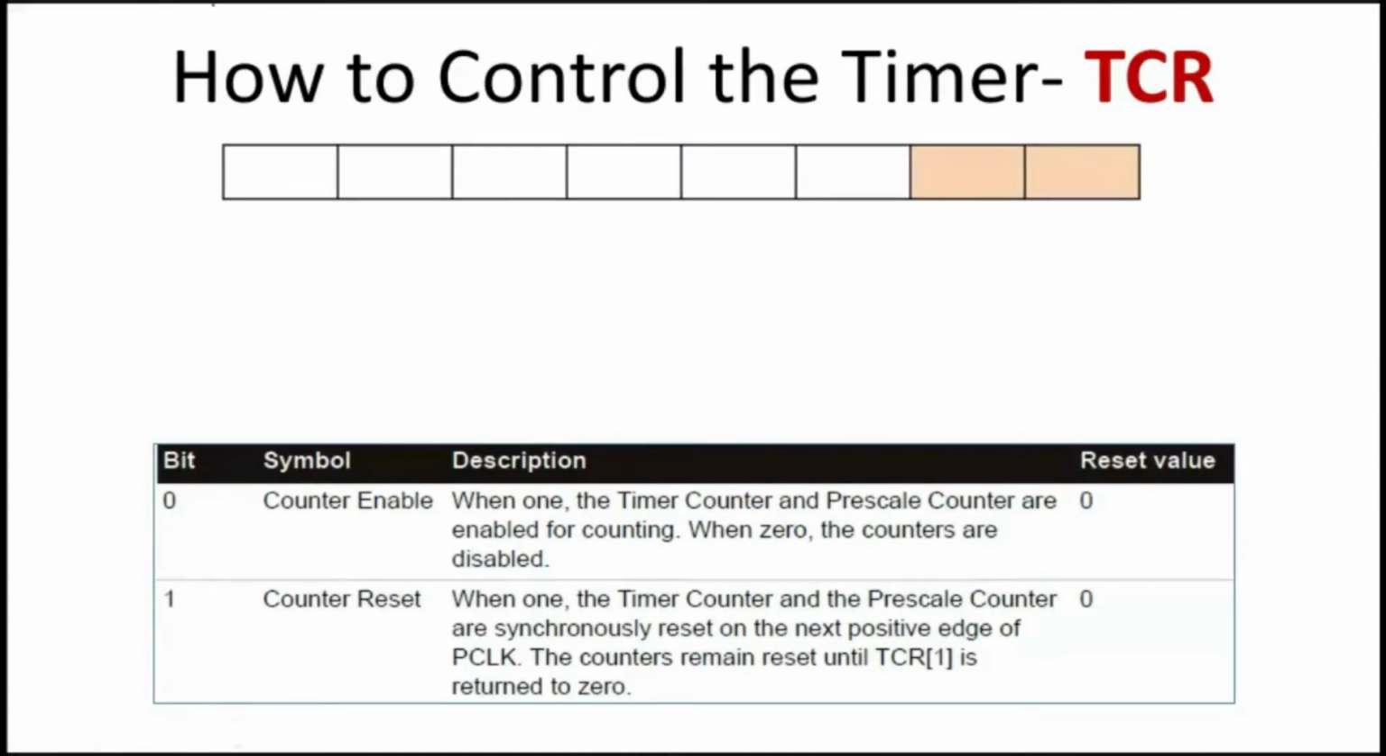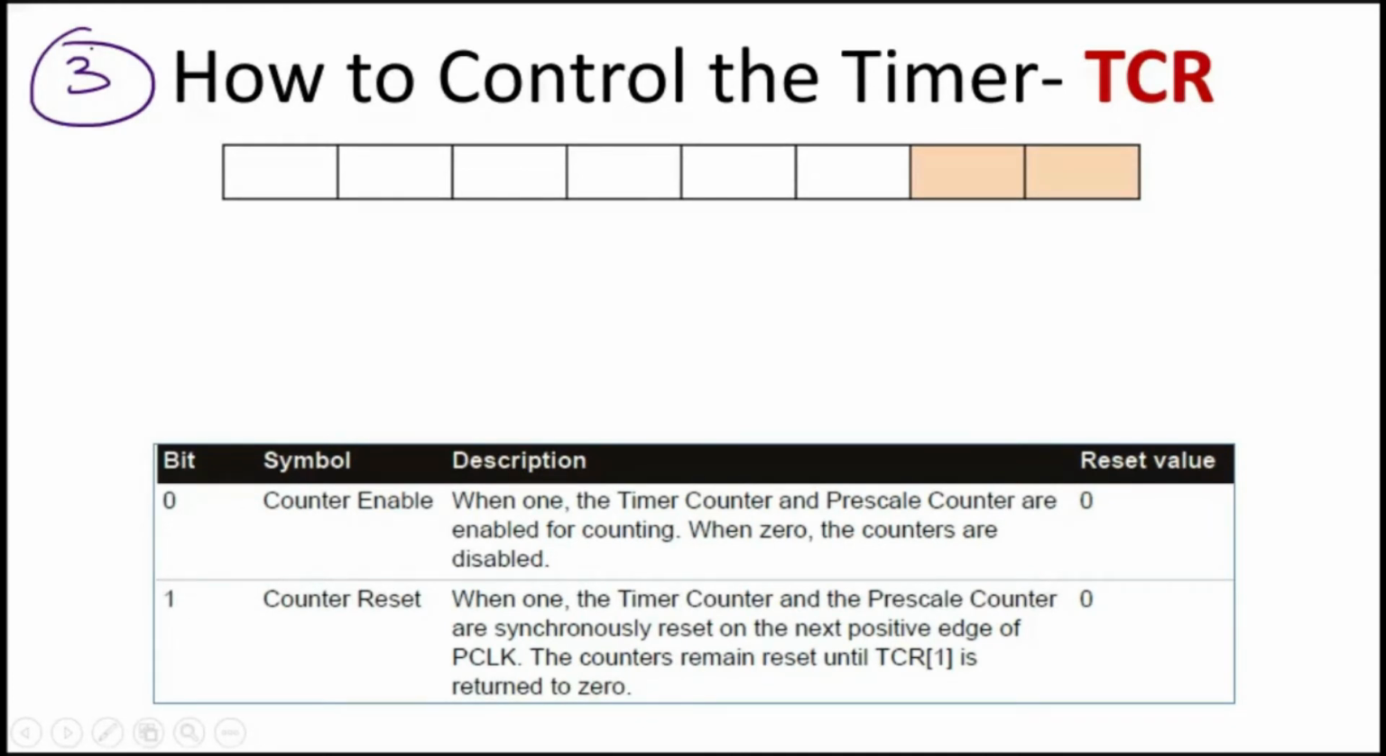Third thing, how to control the timer. Controlling the timer means how to run it and how to stop it. This is the simple thing. Controlling the timer means the run control bits of the 8051 are used for that: running the timer, and when to run and when to stop it.